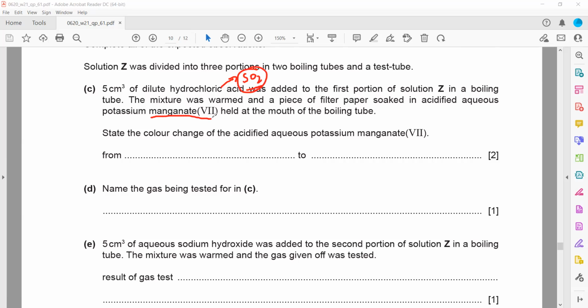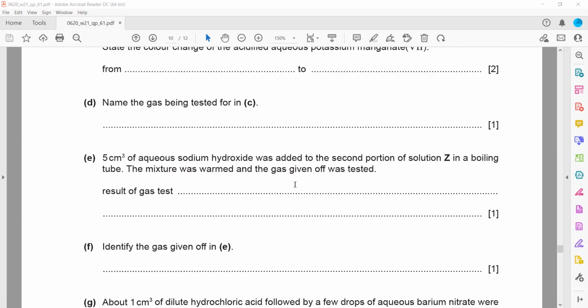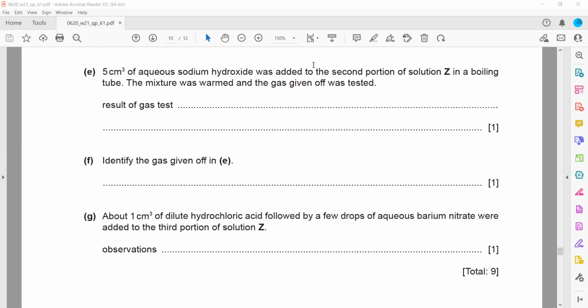This sulfur dioxide will turn acidified potassium manganate from purple to colorless. So the observation here: the starting color is purple and the final is colorless. Name the gas being tested in C. The sulfur dioxide gas is given off when a sulfite ion is tested. When we add hydrochloric acid and warm the mixture, sulfur dioxide gas is released, which turns acidified potassium manganate from purple to colorless.